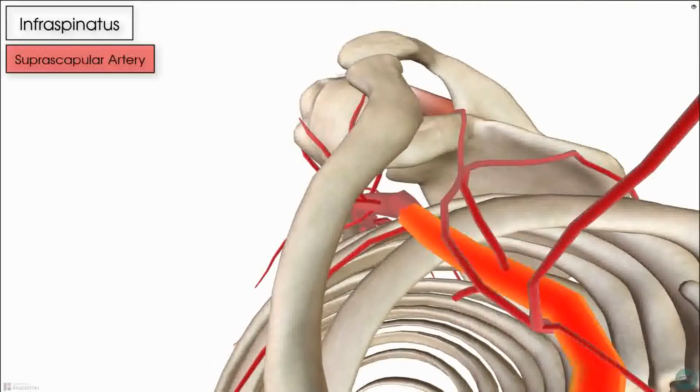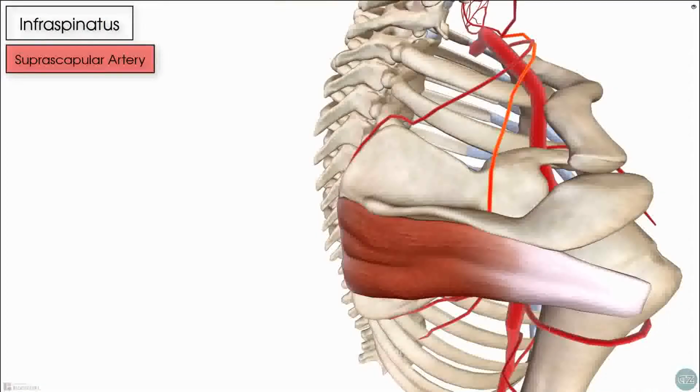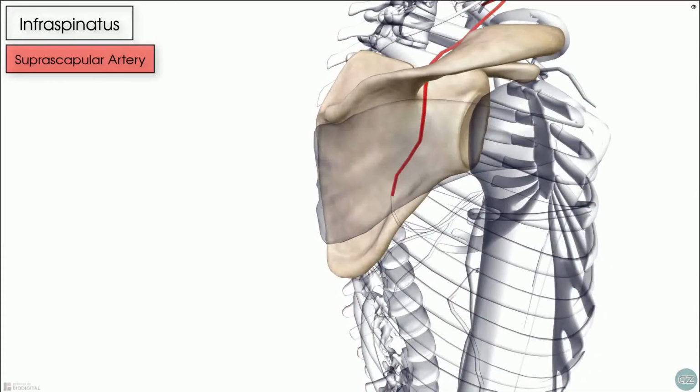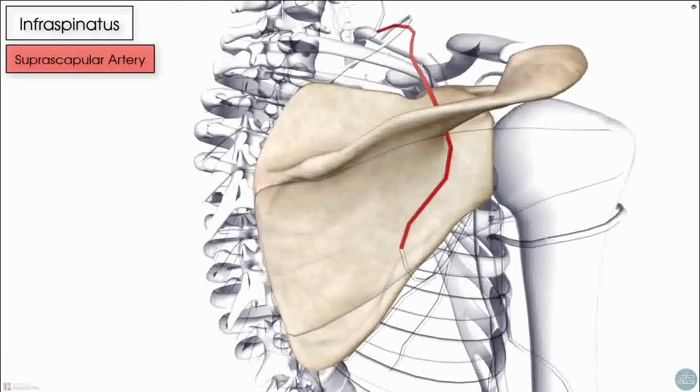The suprascapular artery from its origin then runs laterally and parallel with the clavicle, and it descends onto the suprascapular notch to then move down to the infraspinous fossa, where it supplies the infraspinatus muscle.